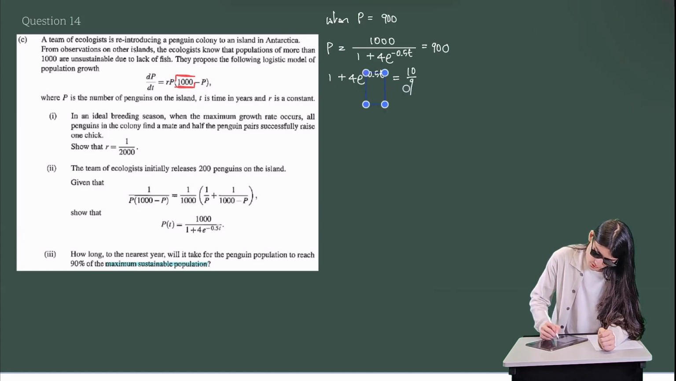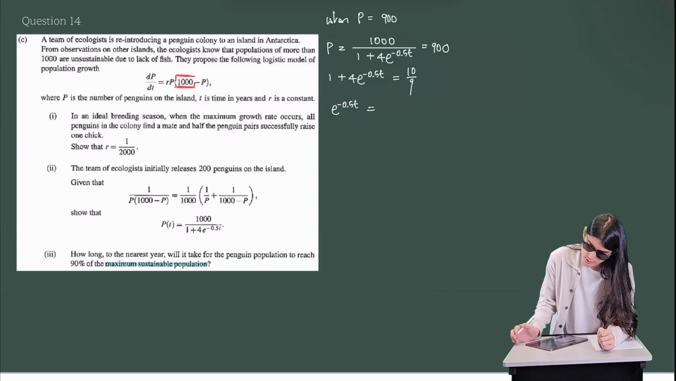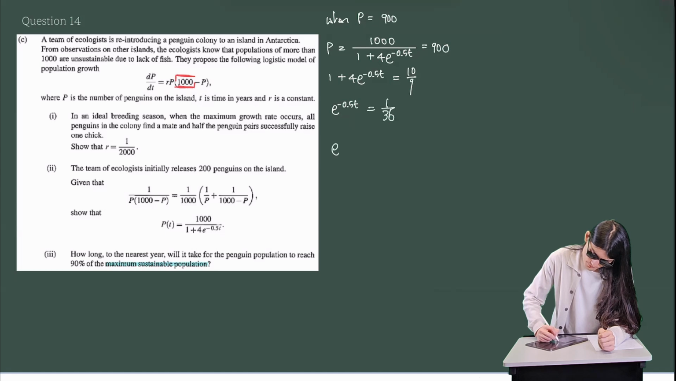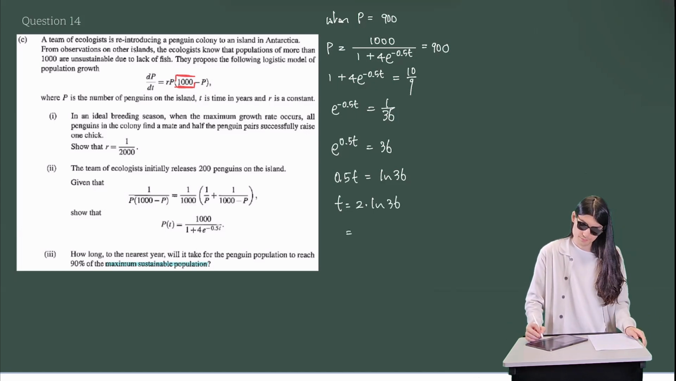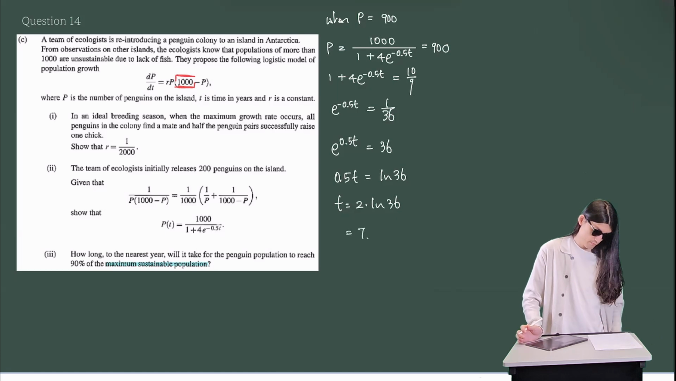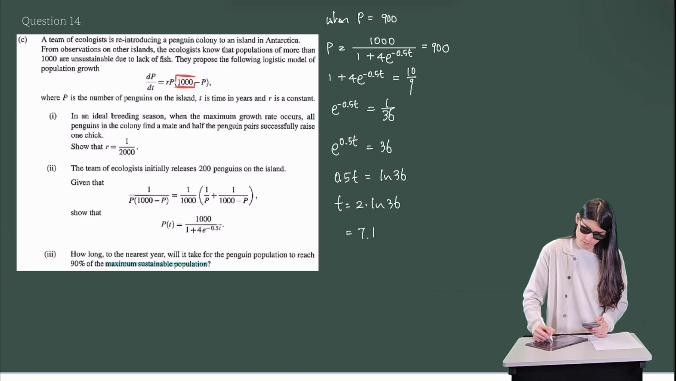So that e to the power of 0.5t would then be equal to 10 on 9 minus 1, so 1 on 9, divided by 4, 1 on 36. Flip: 36, half t, ln 36, t equals 2 times ln 36, which of course goes in the calculator. If I just put 2 ln 36 in the calculator, you get around 7.17.